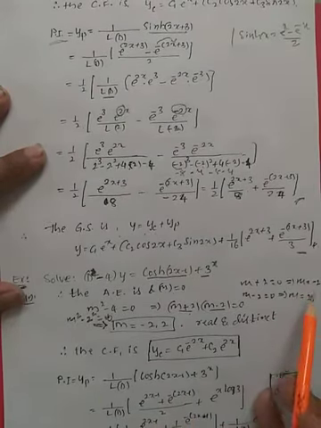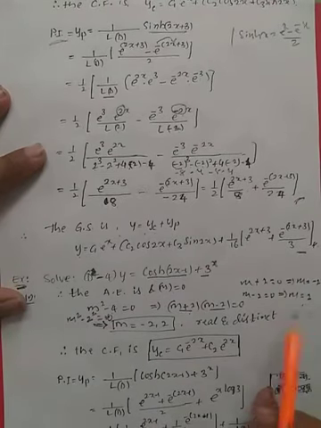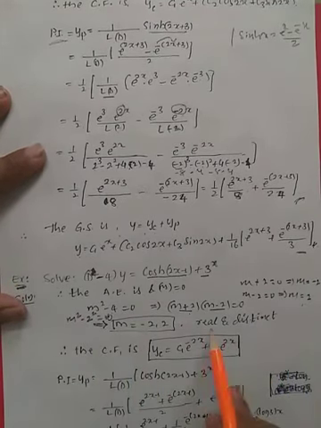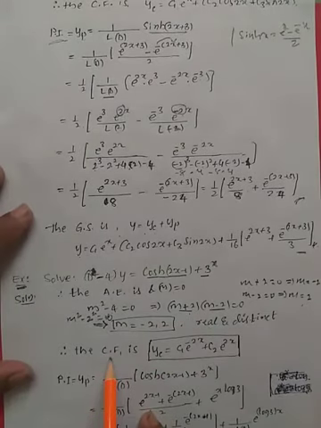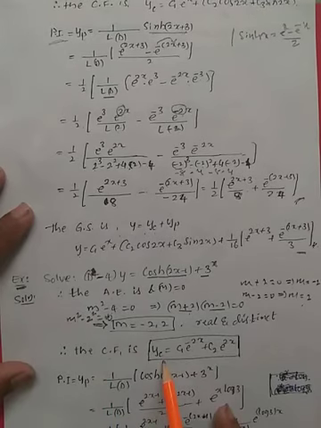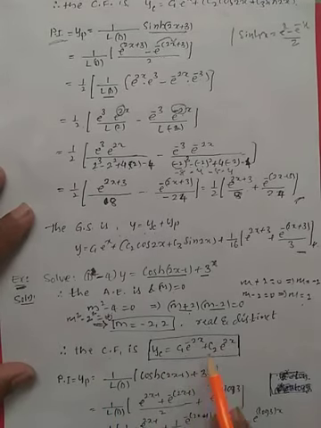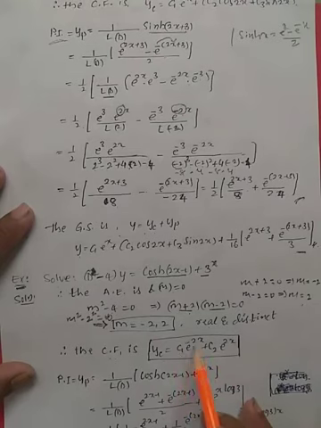Therefore, m is equal to minus 2 and 2 are the required roots. These two roots are real and distinct. Since it's a quadratic equation, only two roots are required. So the complementary function is yc is equal to c1 into e to the power minus 2x plus c2 into e to the power 2x.